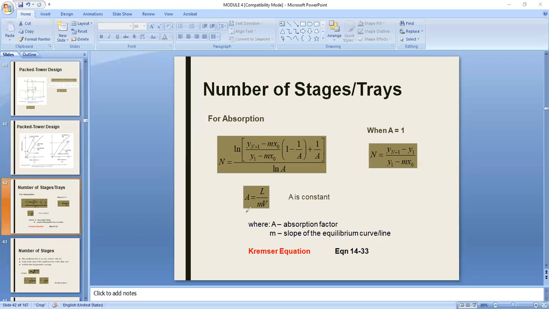So this one, by the way, is the slope of the operating line. The M is the slope of the equilibrium curve. If A is 1, that tells you that their slopes are equal. If their slopes are equal, then the two are said to be parallel. Okay, so that's fundamental. That should not be forgotten.